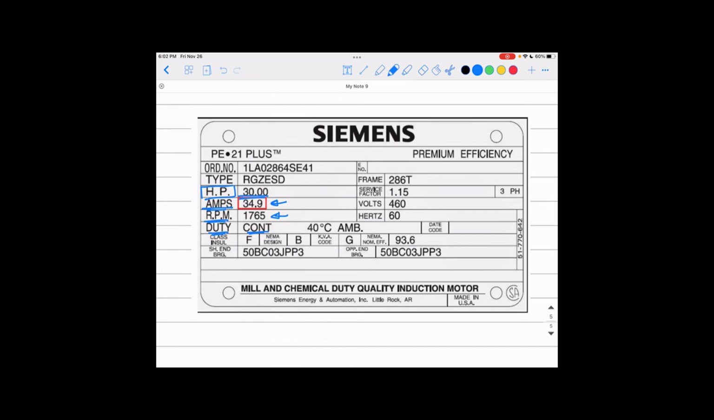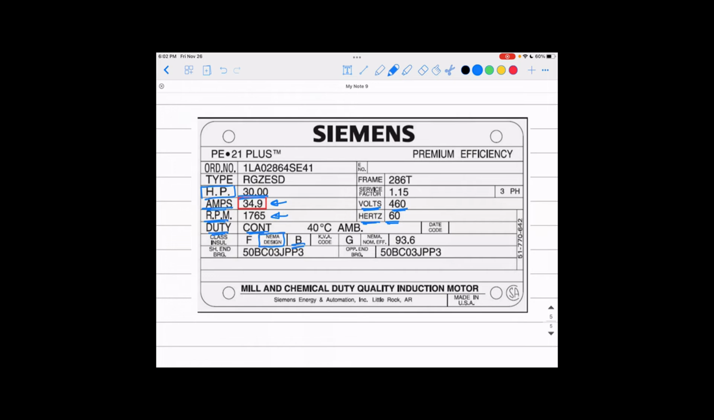Another thing here is the volts. That is 460 volts, the rated line-to-line voltage of the motor. Hertz, which is 60 hertz, is the frequency of the motor. Another thing here, see that is the NEMA design code. Remember the design code of the motor, that is B design. So that is the NEMA design code.